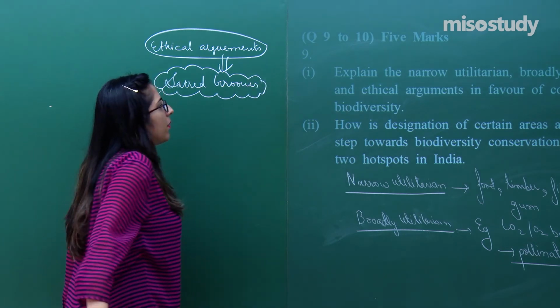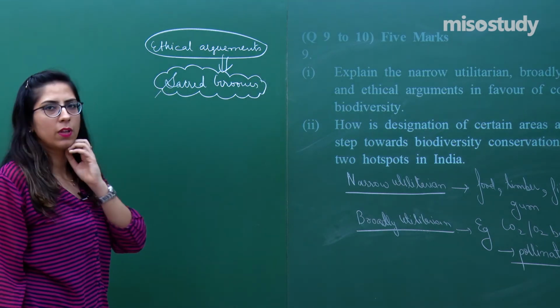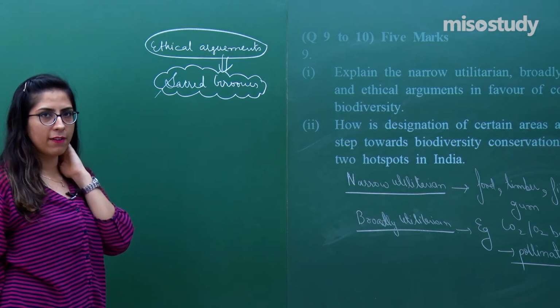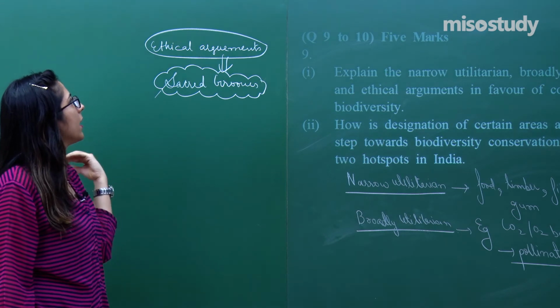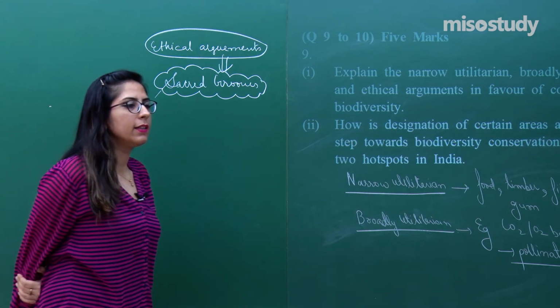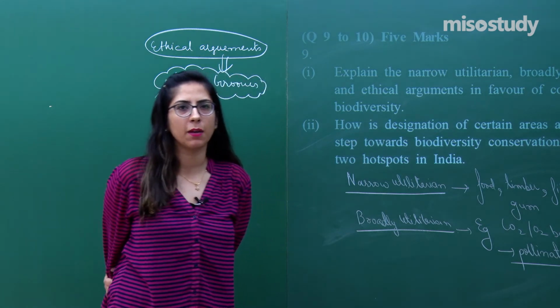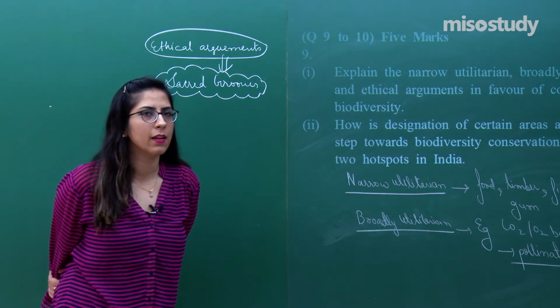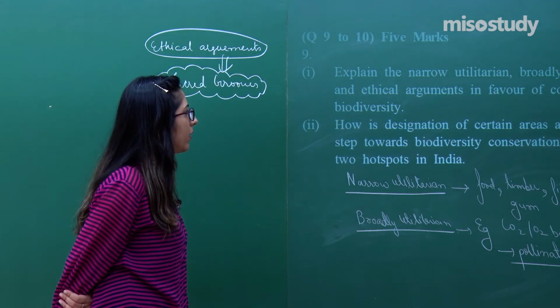You can take an example of the Aravali Hills, or any other examples. Some rivers and some ponds are also considered sacred. So this is called ethical arguments. In this case you can also take things kept for pleasure, such as gardens. Even that acts as a source for conservation of biodiversity.